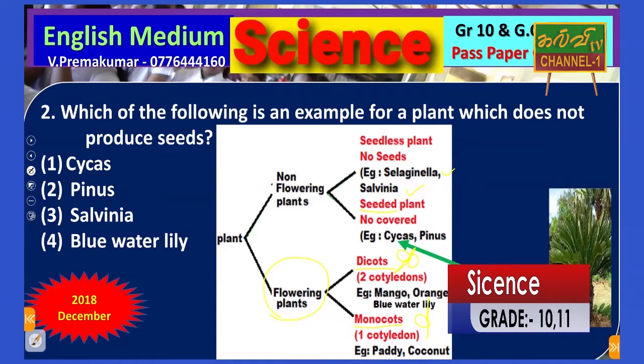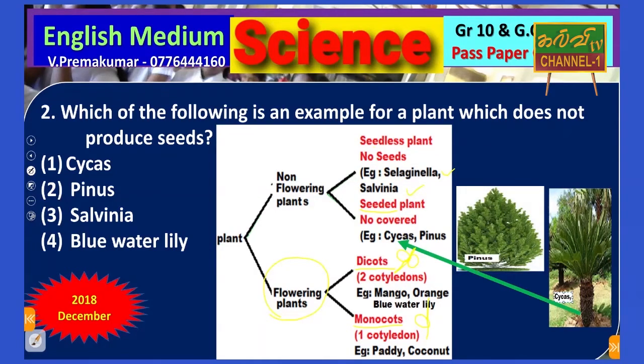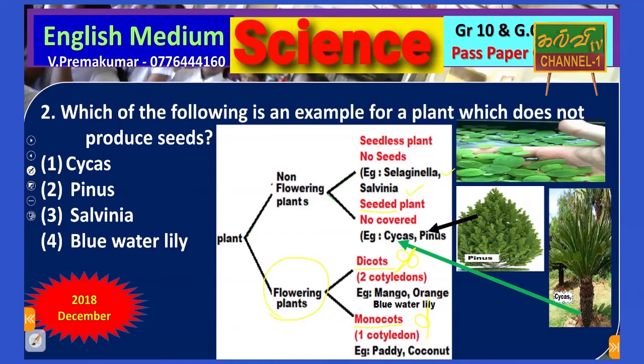Here Pinus is a very big and strong tree. We can find the leaves, stems and roots. Not like Selaginella and Salvinia, where it is difficult to find the stem and roots, but in these seed plants with no cover, like Cycas, we can find the specific parts of the plant. Then this is Pinus. Pinus is also under the seed plants. Then this is Salvinia.